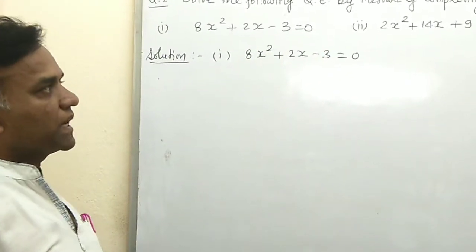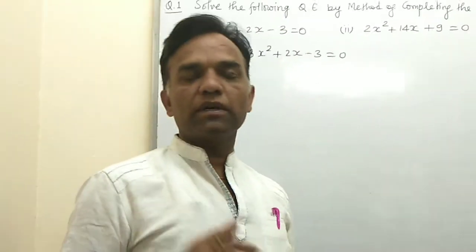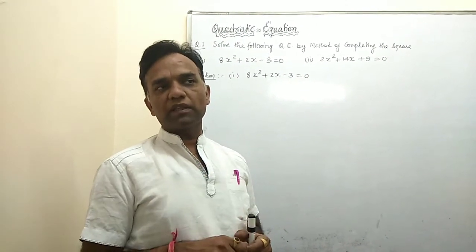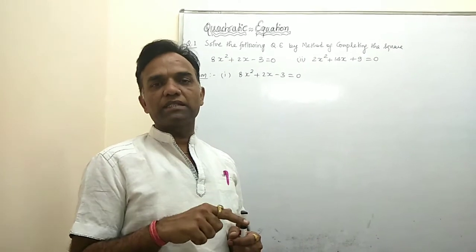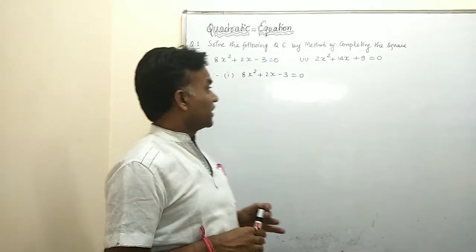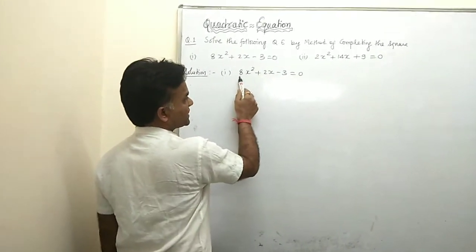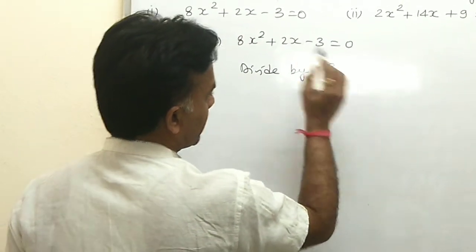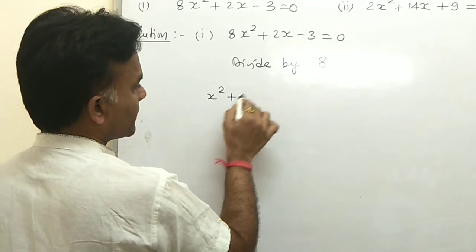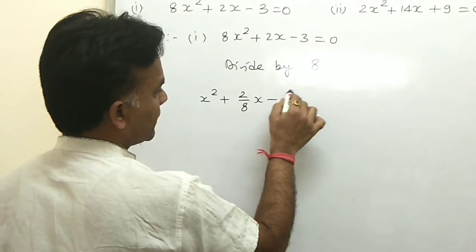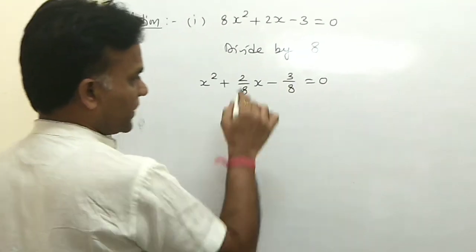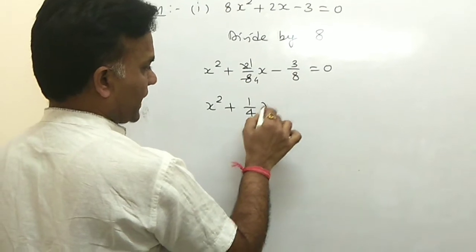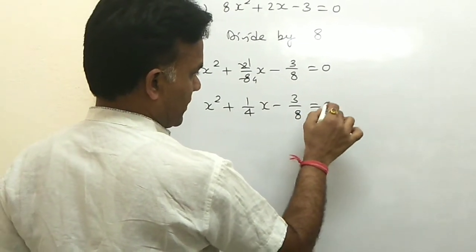Now here we use the method of completing the square, in which the first concept I will revise again. If a coefficient of x square is given, then first you divide by the coefficient of x square. In this equation the coefficient of x square is 8, so divide by 8. Then we have x square plus 2 by 8 of x minus 3 by 8 equal to 0. Now we simplify 2 by 8 to 1 by 4. After simplification we have x square plus 1 by 4 of x minus 3 by 8 equal to 0.